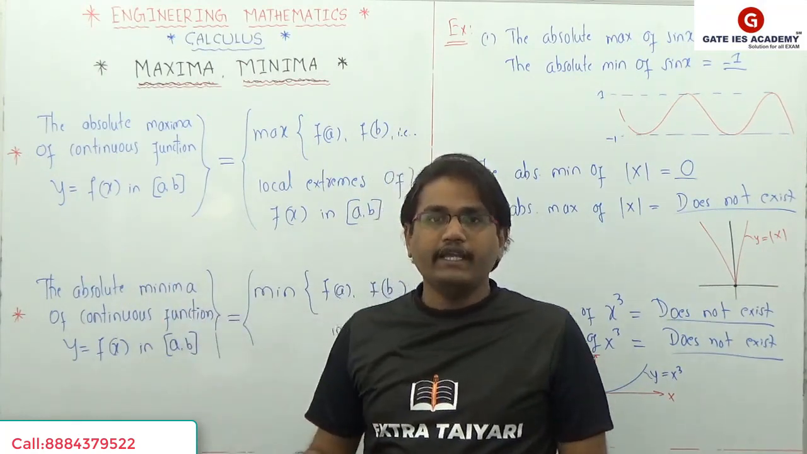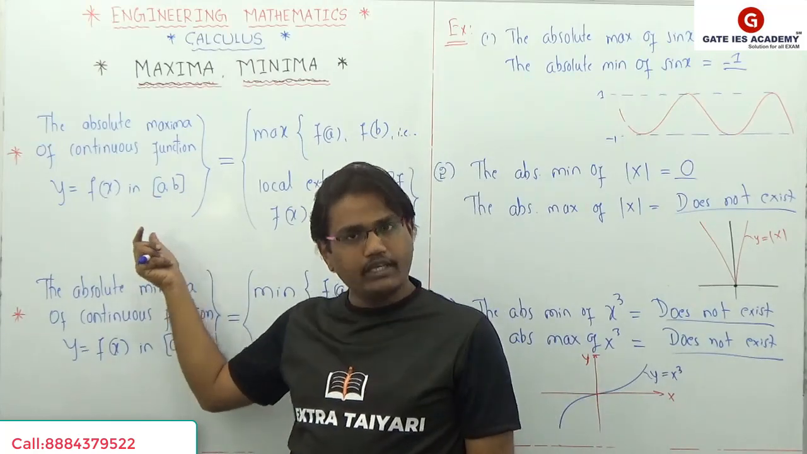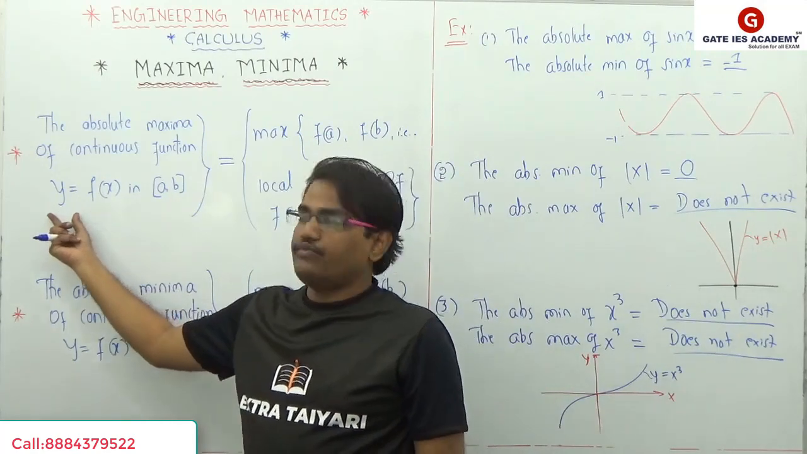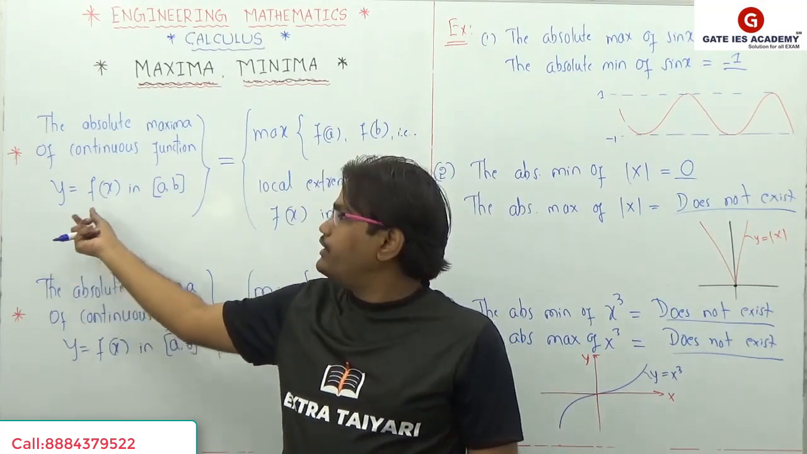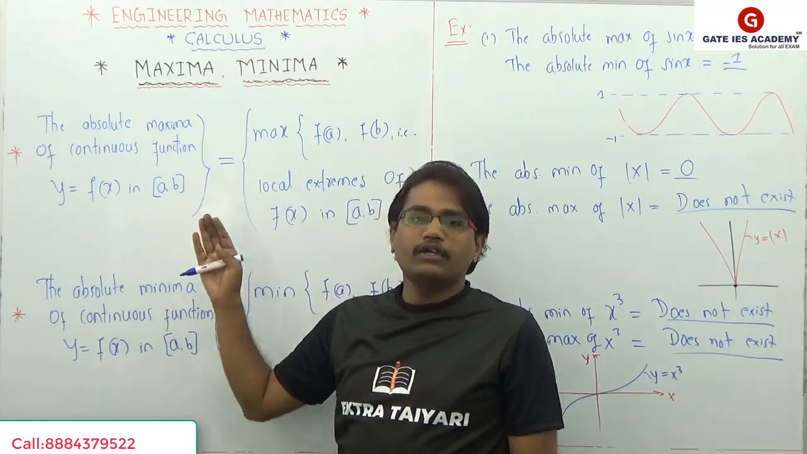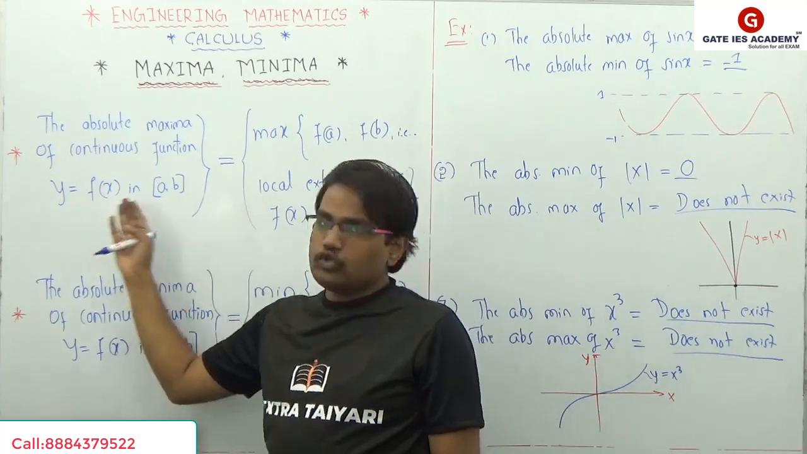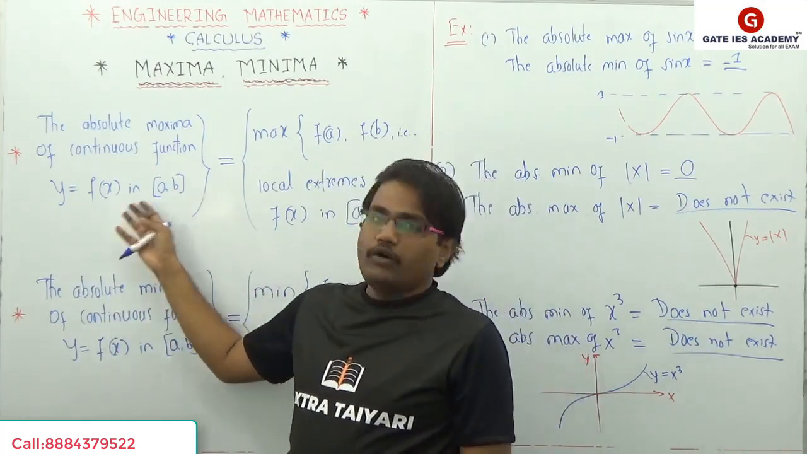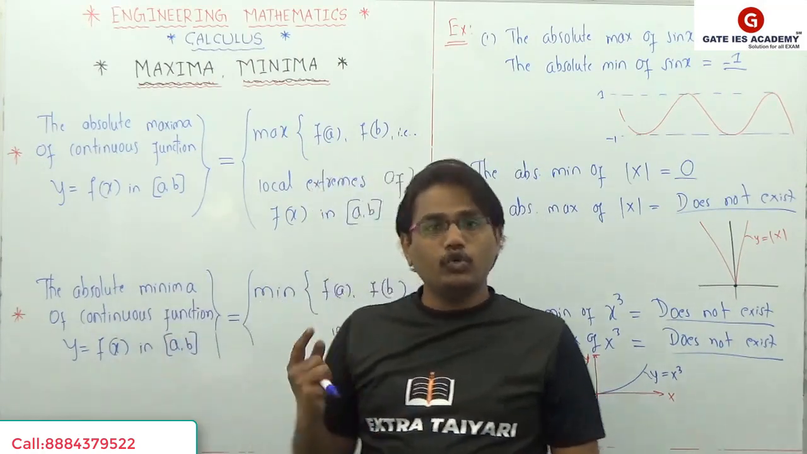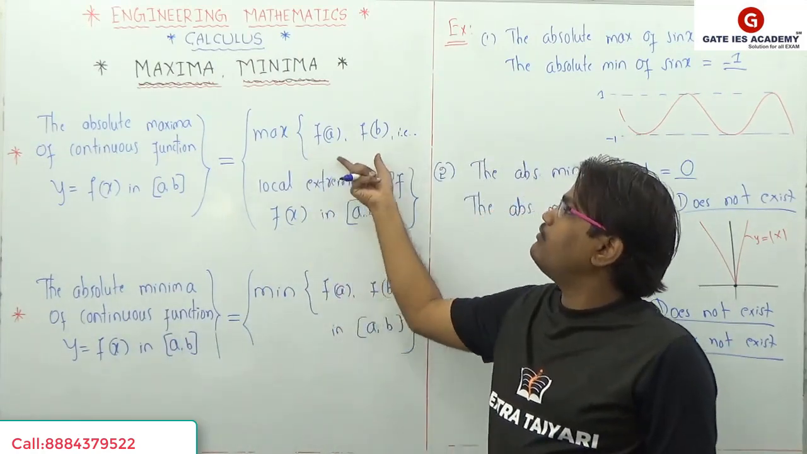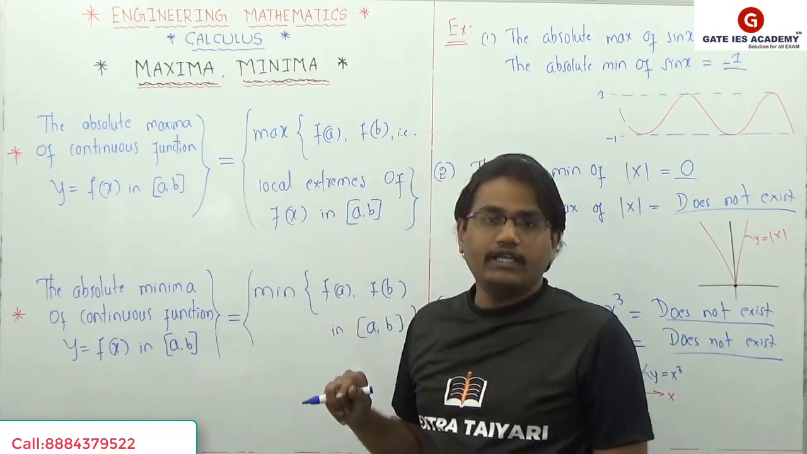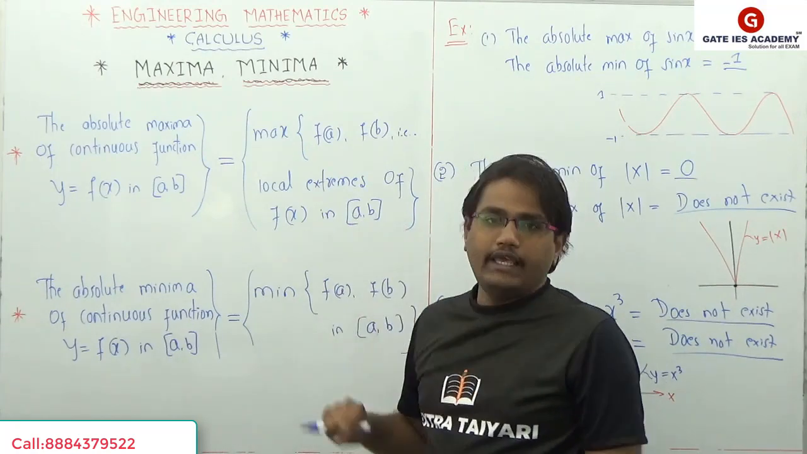How many points will we be getting? x equals a is 1 point, x equal to b is also 1 point, and x equal to c and d. Some other points, if you get after doing dy by dx equal to 0, they are also stationary points. So in all those points, find out where there is a maximum value, right? So that will be the absolute maximum in that interval. So maximum of f of a, f of b, and f of x at the local extremes in the interval a comma b.